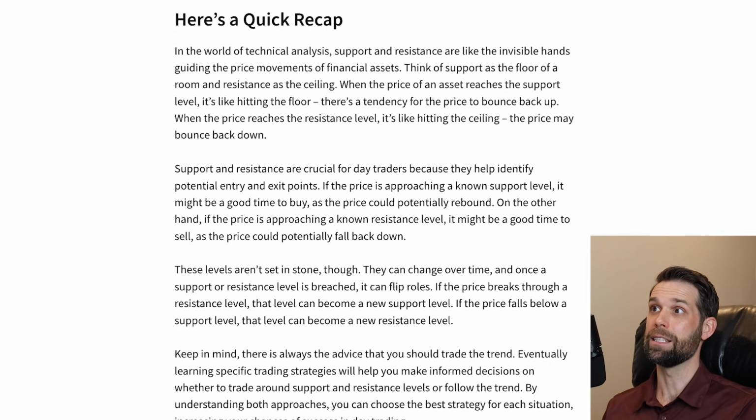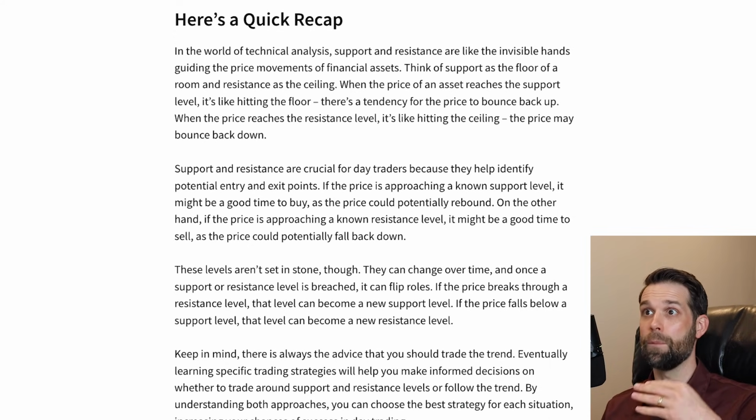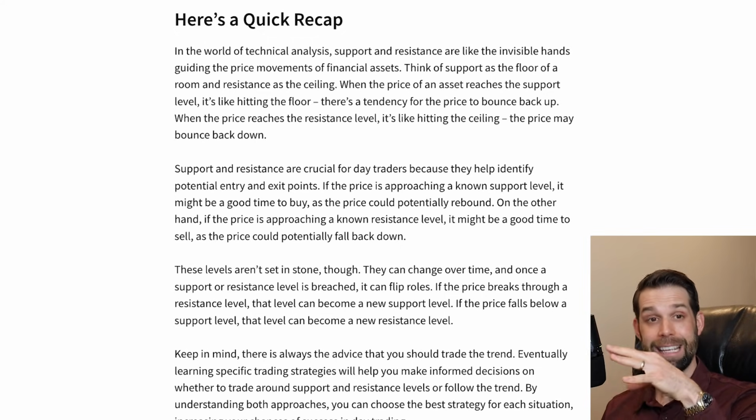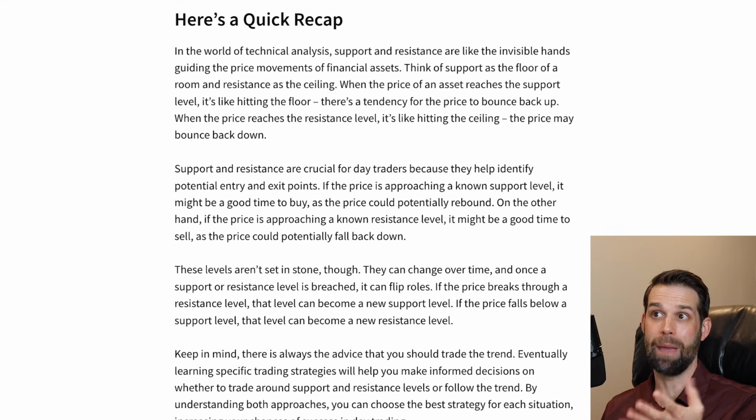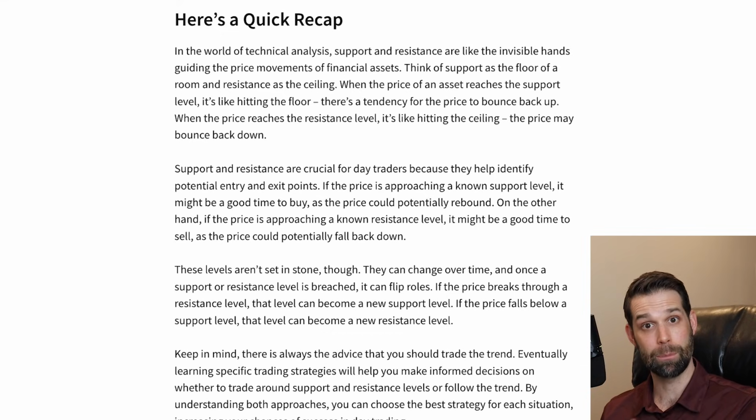So when the price of an asset reaches the support level, it's like hitting the floor. There's a tendency for the price to bounce back up, obviously not always. And when the price reaches a resistance level, it's like hitting the ceiling and price may bounce back down. So support and resistance are crucial for us because they can help us identify potential entry and exit positions with our day trading strategy.